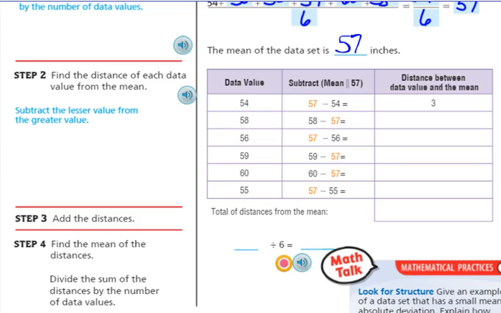And then we're subtracting each piece of data. So when we subtract 57 minus 54, we get a 3. This would be a 1, 1, 2, 3, 2. So the total distance from the mean is 12, and then 12 divided by 6 is 2. So the mean absolute deviation of the data is 2 inches.